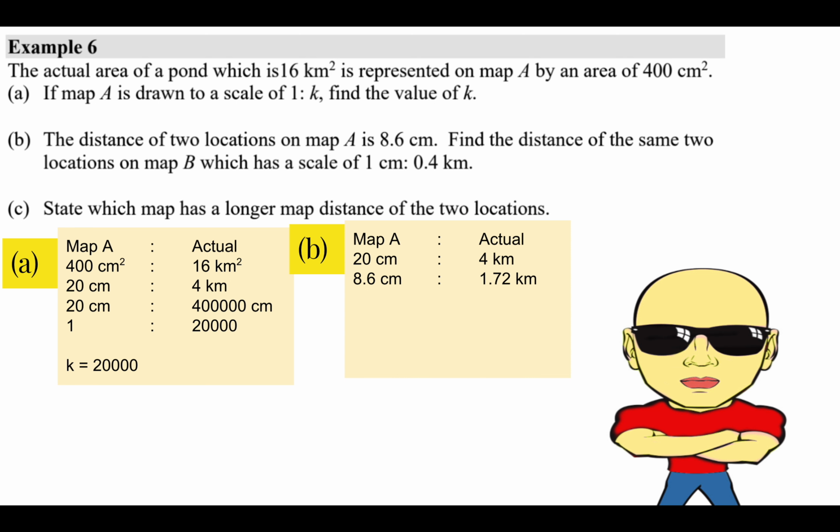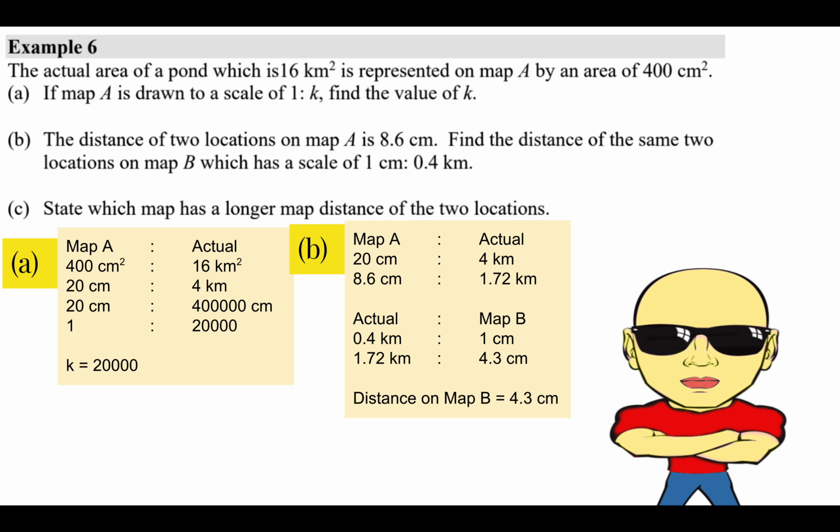Now that we know that the actual distance is 1.72 kilometers, let's bring this information into map B. So actual to map B, the scale that's given is 0.4 kilometers is to 1 centimeter. So we take 1.72 divided by 0.4 times 1, that gives us 4.3 centimeters. So what happened is that there are two locations, their actual distance is 1.72 kilometers. The distance between these two locations on map A is 8.6 centimeters, on map B is 4.3. So final statement, let's present it clearly. Distance on map B is 4.3 centimeters.